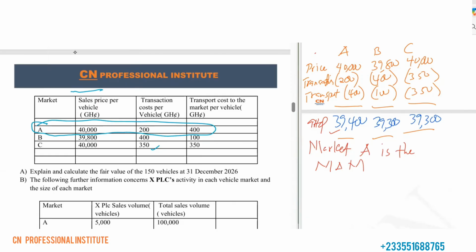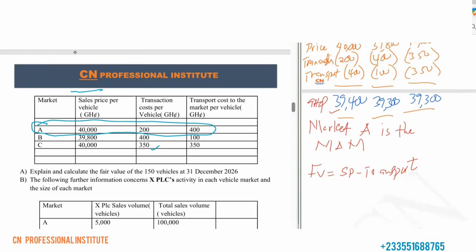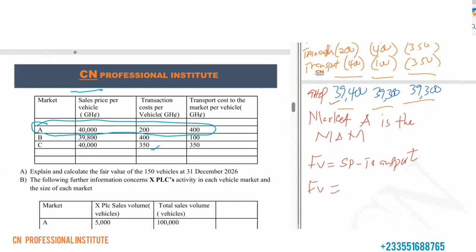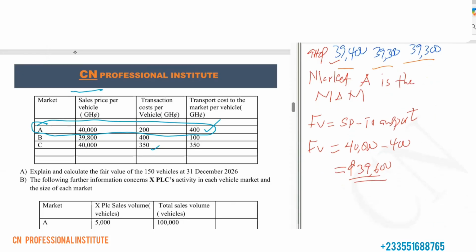So as we said, our fair value is equal to selling price minus transport cost, since transport is a feature. What's the selling price here? 40,000 Ghana cedis in market A. Then the transport here is 400 Ghana cedis. So we deduct and we get 39,600 Ghana cedis. So this is the fair value per vehicle.